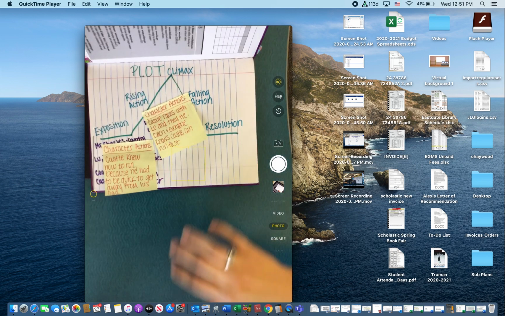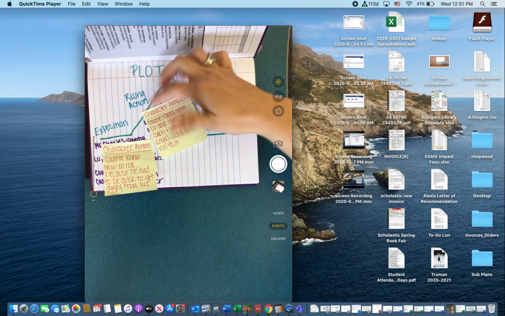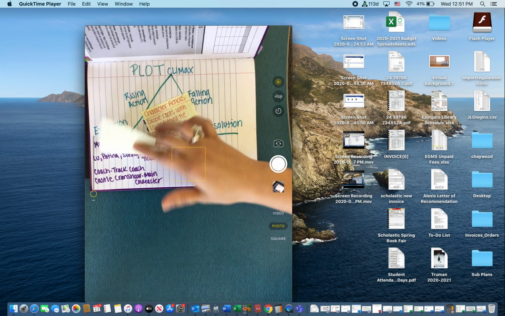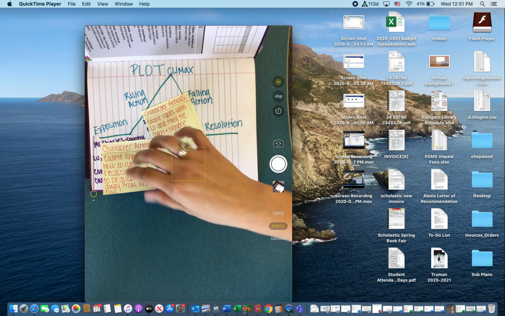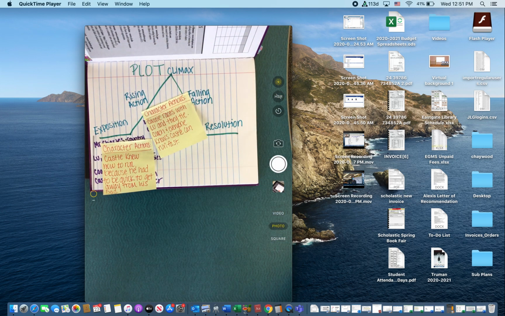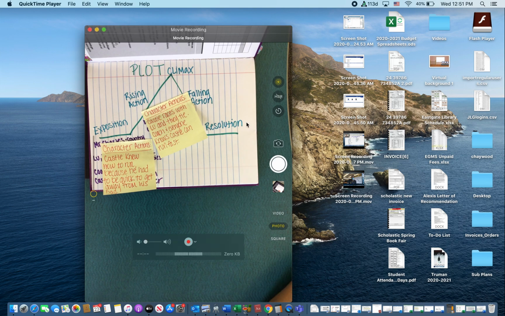So that's our exposition and our rising action and how they relate to those character actions. His actions are being set up at those two points in the story. So this is just a starting point today.